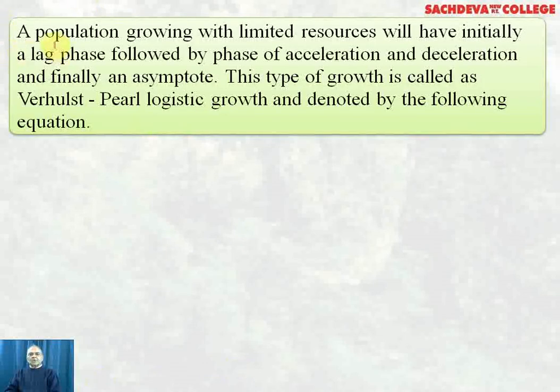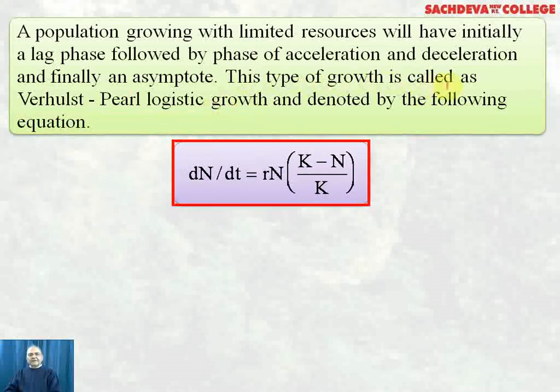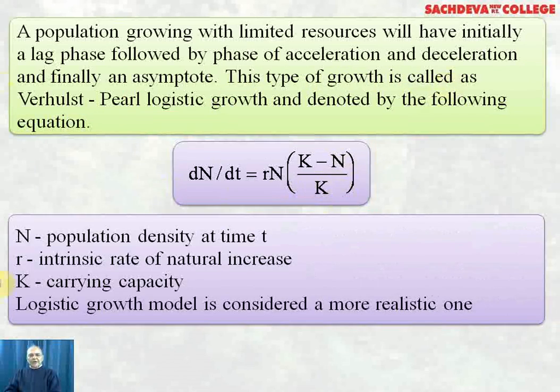A population growing with limited resources will initially have a lag phase, followed by phases of acceleration and deceleration, and finally an asymptote. This type of growth is referred to as Verhulst-Pearl logistic growth and is denoted by the following equation, that is dN/dt equal to rN (K minus N)/K, where N is the population density at time t, r is the intrinsic rate of natural increase, K is the carrying capacity.